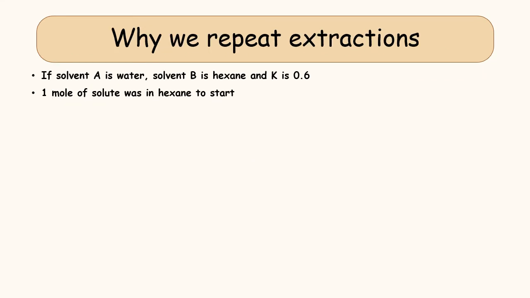So here we've got an example, and this example, if you're from Glenafur, is in your summary notes for Unit 3. So we're treating solvent A as water, solvent B as hexane, and our K is 0.6. And we've started with 1 mole of solute in hexane. Okay, so our partition coefficient is 0.6. That means that for that 1 mole of solute, 0.6 of it will end up in water, 0.4 will stay in the hexane.